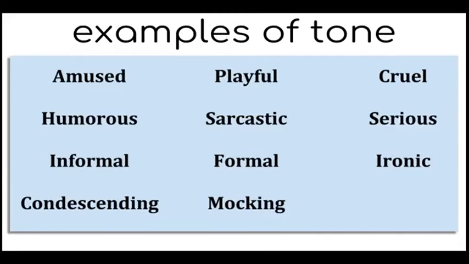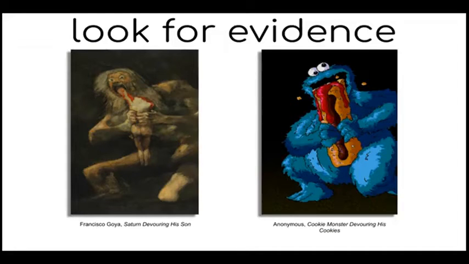So let's take a look at a pretty simple example. In fact, it's not even text at all. We're going to compare a couple of images. We're going to use these two images to look for evidence. The one on the left is an oil painting, Saturn Devouring His Son by Francisco Goya. It's a bit gruesome. And the one on the right is an anonymous work of art that's actually meant to copy Goya's painting, Cookie Monster Devouring His Cookies.